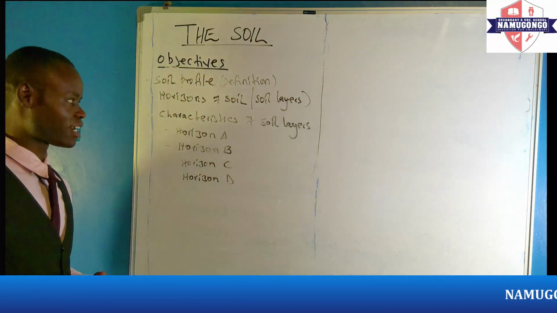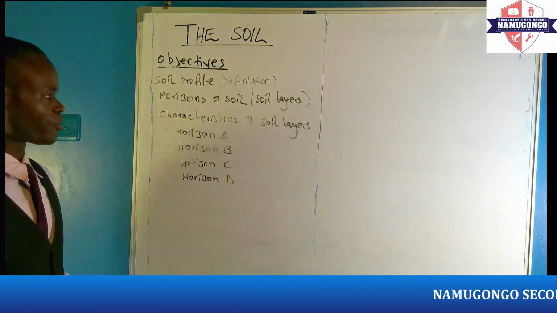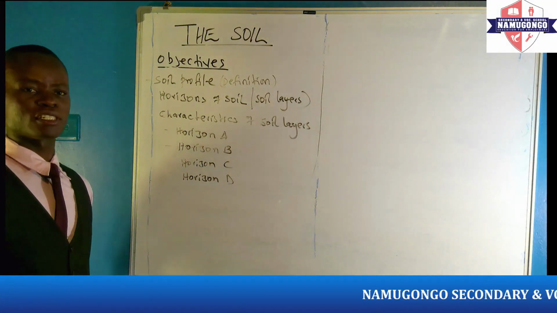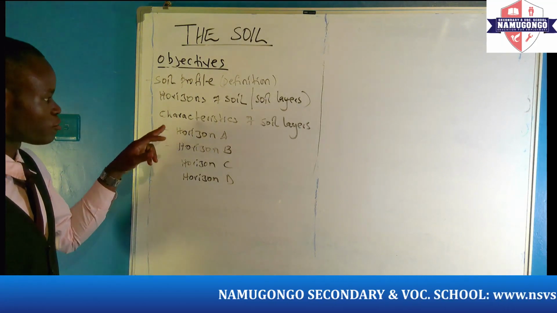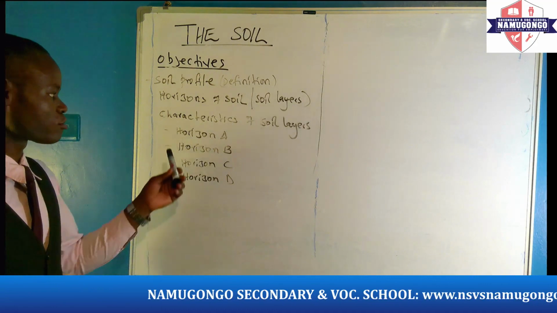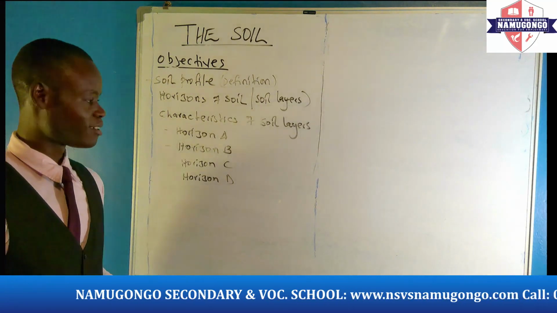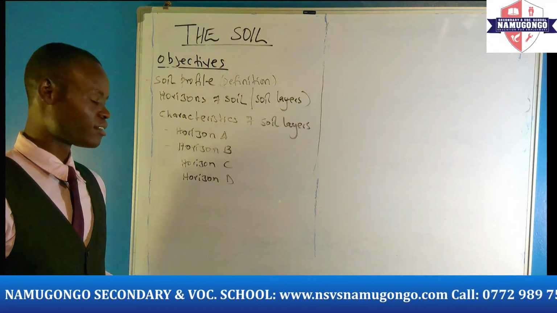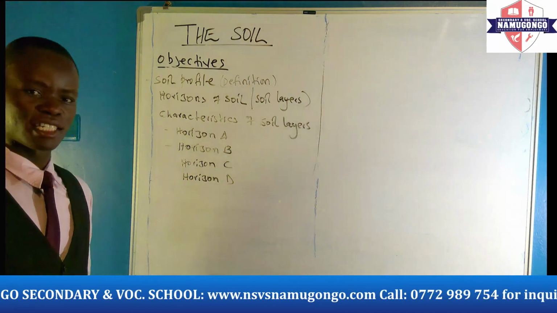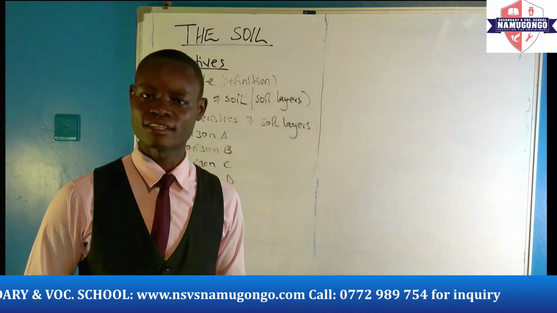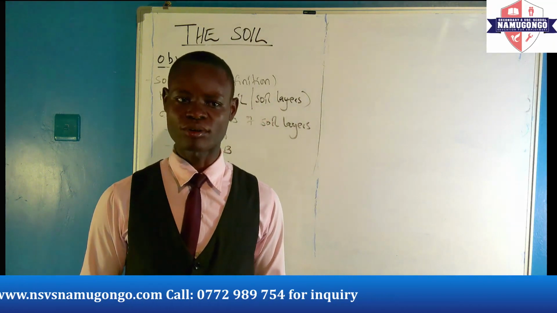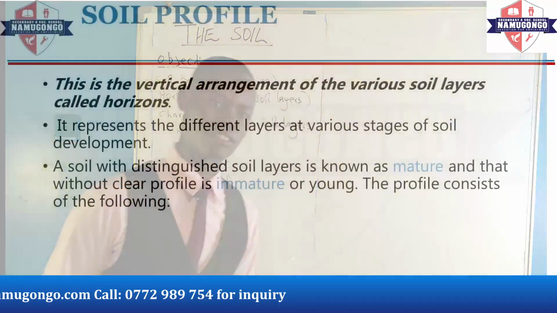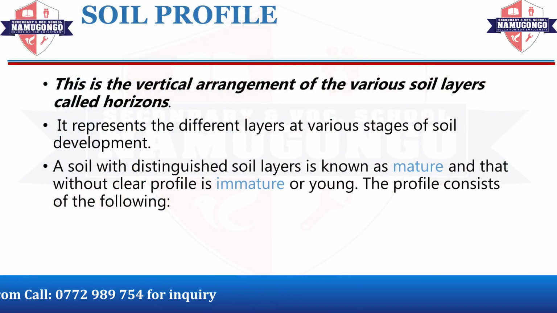What are its characteristics? We are going to categorize the layers of which the planet, the earth, is made, and describe their characteristics. We are going to look at horizon A, horizon B, horizon C, and horizon D. Those are the different layers in which soil is arranged. So let's begin. What is soil profile?